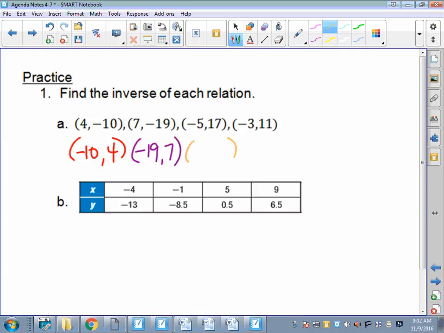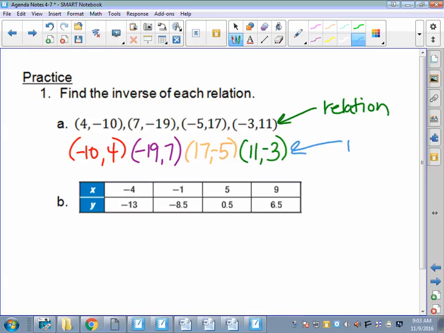Instead of -5, 17, we've got 17, -5. And I'm pretty sure that you'd be able to figure out, instead of -3, 11, our inverse would be 11, -3. So this is the relation, the set of ordered pairs that I gave you. This is the inverse, the set of ordered pairs that we got by switching the domain and the range. We could put those in set notation. We do have to put them as ordered pairs.